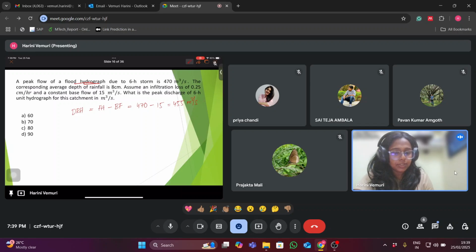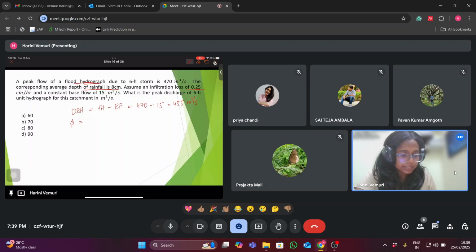And then here you can see, the average depth of rainfall is 8 centimeter and infiltration loss is 0.25 centimeter. We have seen that the hydrographs are developed for excess rainfall. So to calculate excess rainfall, we use the phi index, that is phi equal to (P minus ER) by T. Here generally we will take direct runoff equal to excess rainfall. So phi is given as 0.25.